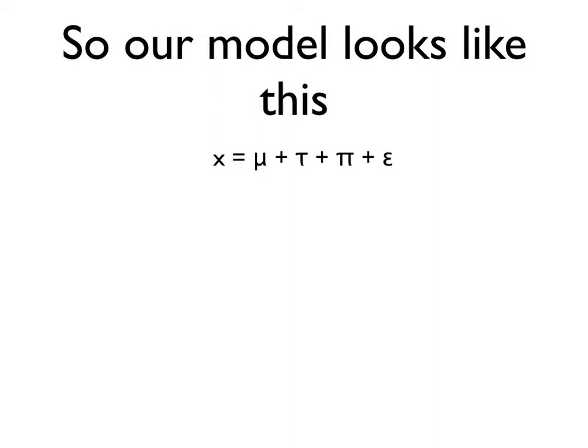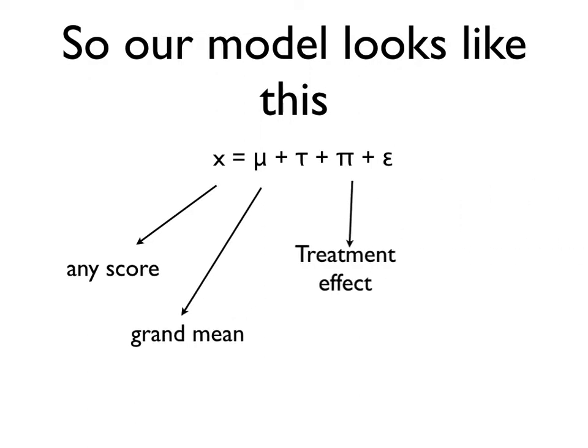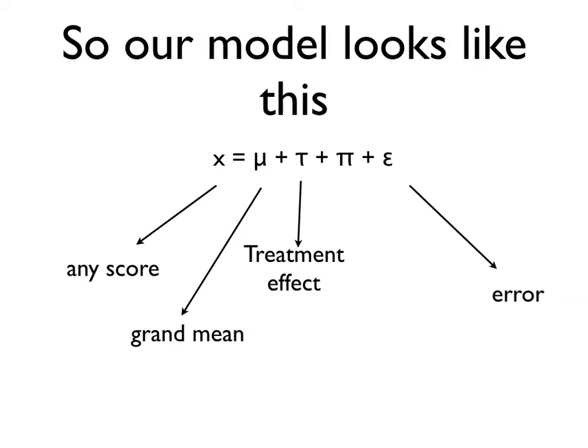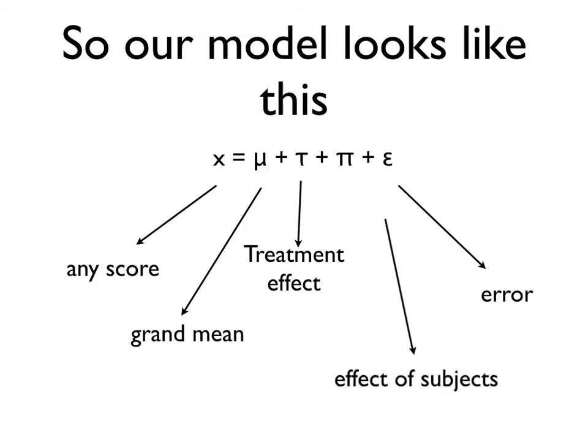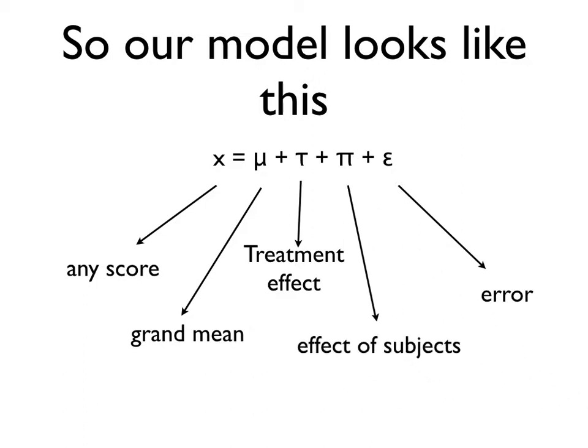Pi in this case is not 3.1415927. It is not to do with circles. It's any score equals the grand mean plus the treatment effect. This looks like the simple ANOVA we started with, and we got error. We've just thrown one thing in there: the effect of subjects.